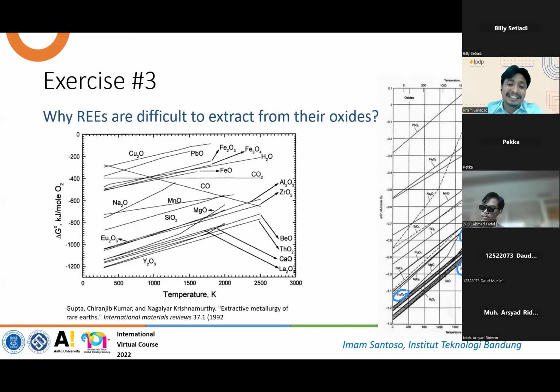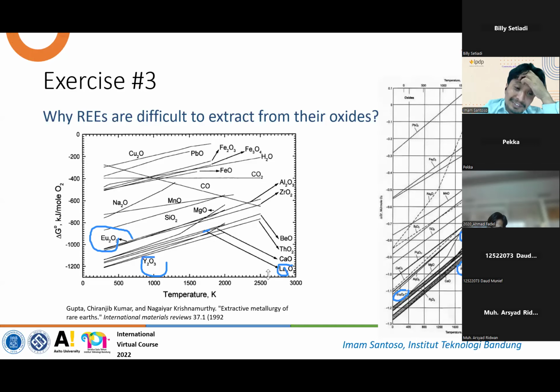Okay, Daud, let's see here. You have lanthanum oxide, this one, and then yttrium oxide, europium oxide. To extract rare earths, for example europium oxide or lanthanum oxide, what reductor can you select, Daud?